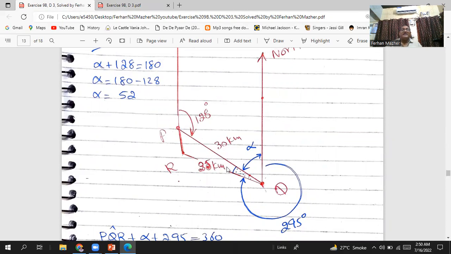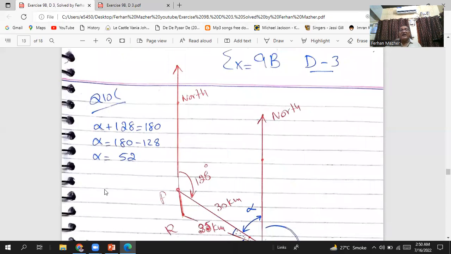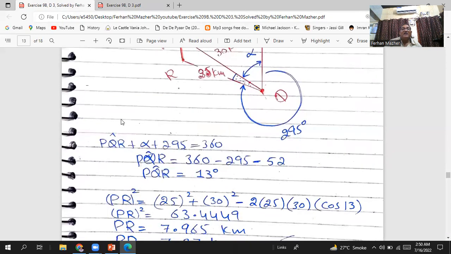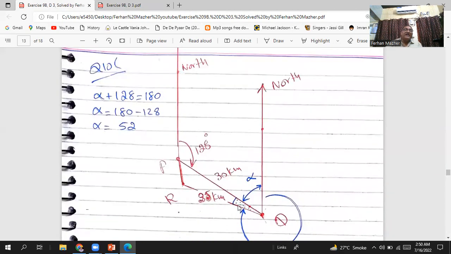So from 360, first of all, you can see here we have found the alpha. The alpha is 180 minus 128, so that's 52. So I know this angle is 52. I know this whole angle up to this line clockwise is 295. So I can find this internal angle, the internal angle PQR. So PQR plus the alpha plus the 295 equals 360. So the PQR angle will be 360 minus 295 minus 52. So the PQR angle will be 13. This shaded angle, which I just shaded, is 13 degrees.